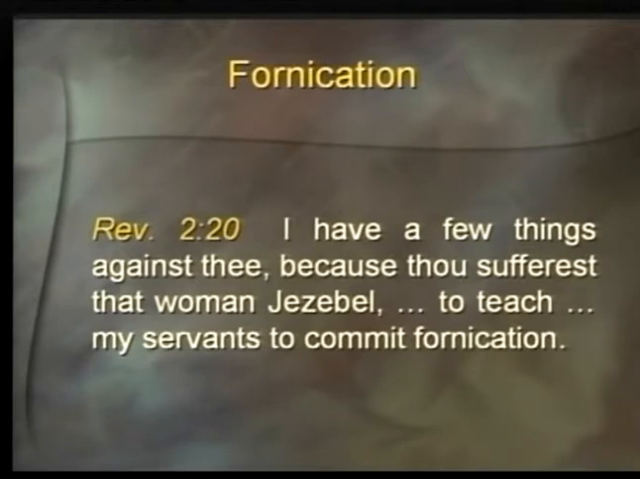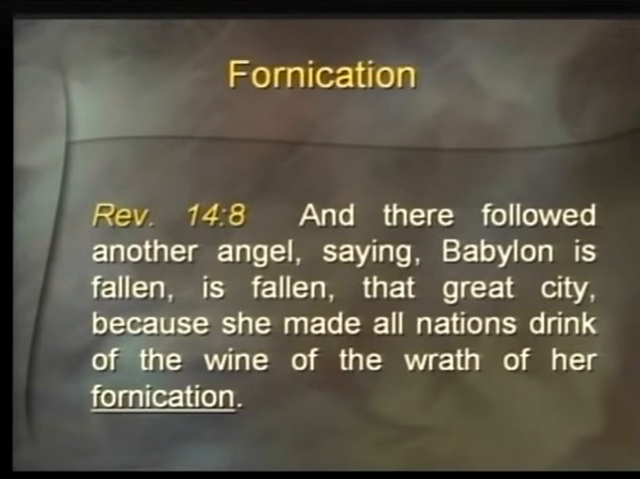Revelation 2 verse 20. I have a few things against thee, because thou sufferest that woman Jezebel to teach my servants to commit fornication. And what do we find when we look at Revelation, just a piece after Revelation 13? Remember, the Bible was not written in chapters. This is still part of the Revelation 13 and 14 that was written together. It says, and there followed another angel saying, Babylon is fallen, that great city, because she made all nations drink of the wine of the wrath of what? Of her fornication. Yes? In both passages, we start having this concept.